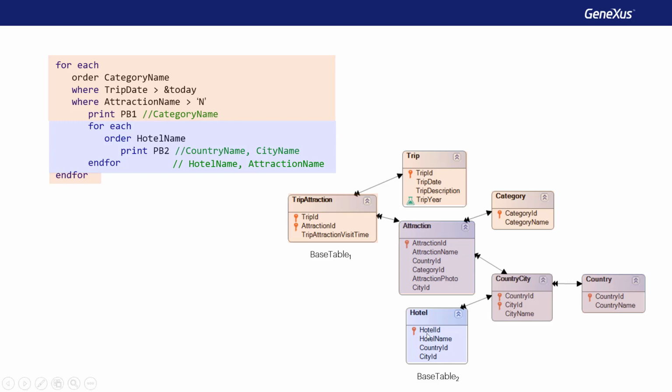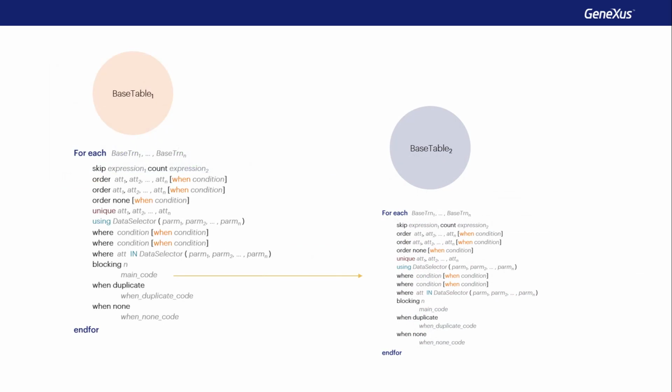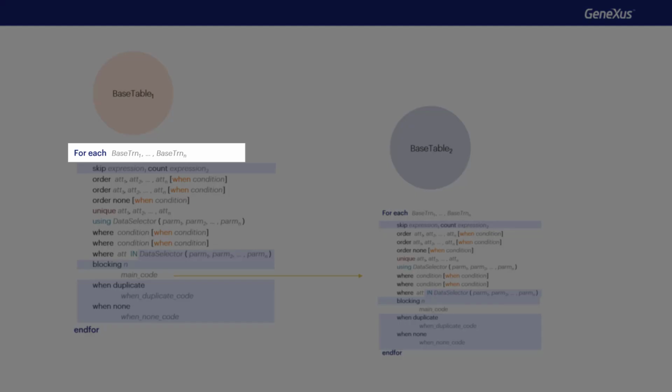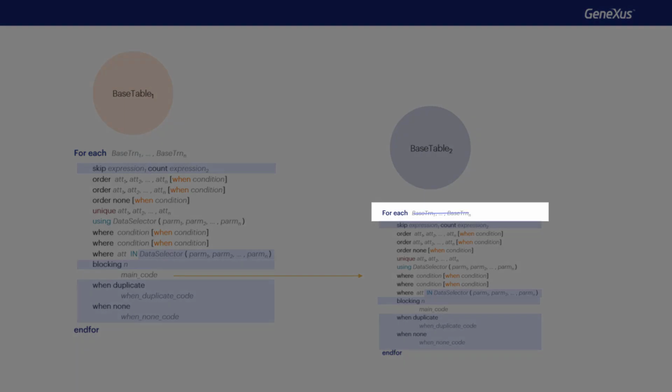Likewise, for all hotels in the city of the trip attraction, that country and city will come up, along with the name of the hotel and the name of that attraction. It will always be the same one for all these records. It's important to bear in mind that the attributes in these places will not take part in determining the base table of the respective query. Of course, it's possible to specify base transaction for one and not for the other.